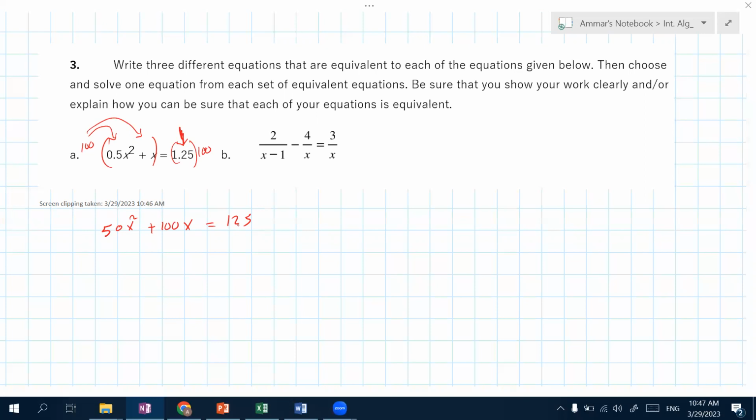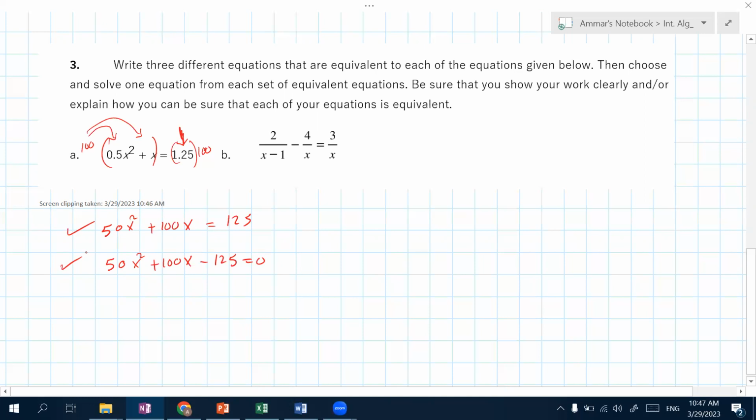Because this is a quadratic equation, let me get the right-hand side equal to 0. So I will subtract 125 from both sides. So 50x squared plus 100x minus 125. So this is the first equivalent equation. This is the second equivalent equation.